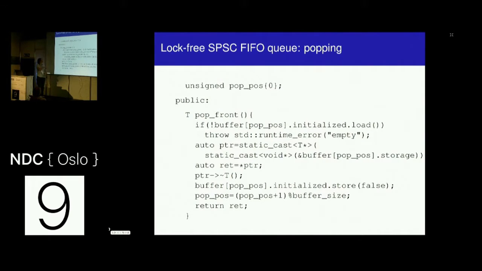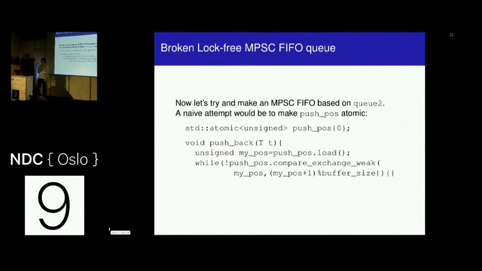Okay, so now skip over to removing values. Again, we've got a non-atomic position that we're popping from. So we're going to check we're initialized in the buffer, and if the current entry doesn't have one, then the queue is empty, so we're going to throw. Otherwise, we're going to cast our storage to get a pointer to the T value that's there, take the value out, destroy the one that's stored, clear the flag, and move the pointer. It's nice and straightforward, but it's single producer, single consumer.